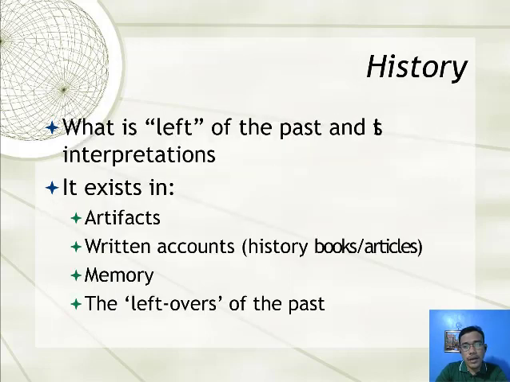So history classes are the leftovers of the past, things that were left, like artifacts, fossils, written accounts like history books or articles, memory, or in short, leftovers of the past. So imagine if you are going to differentiate, there's really a big distinction between the past and history, because history in this lens is just saying it is only a portion of the past.